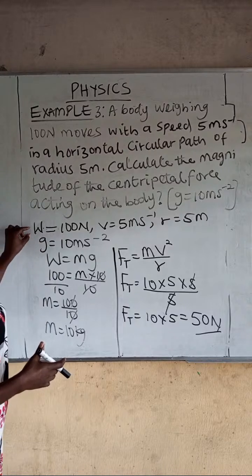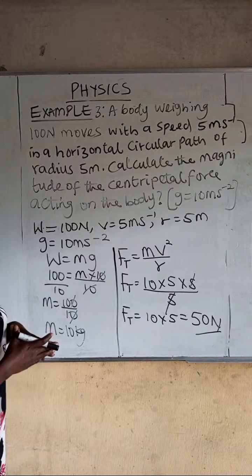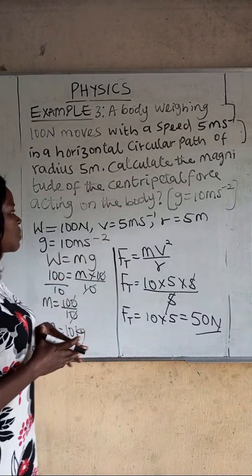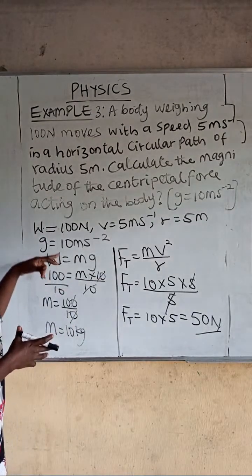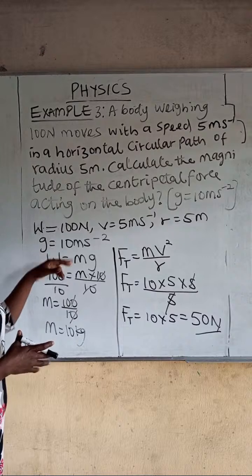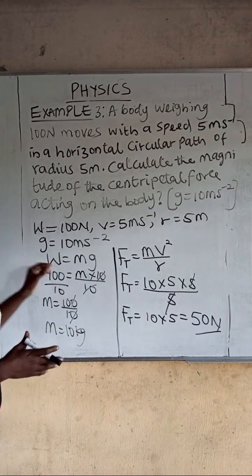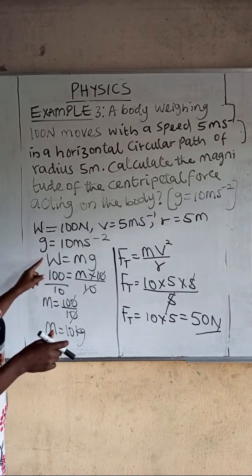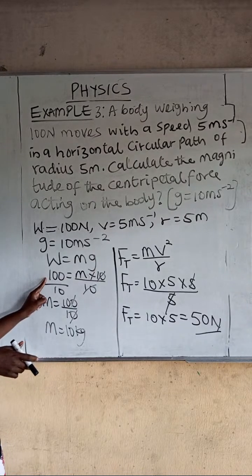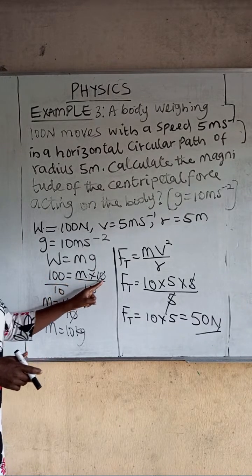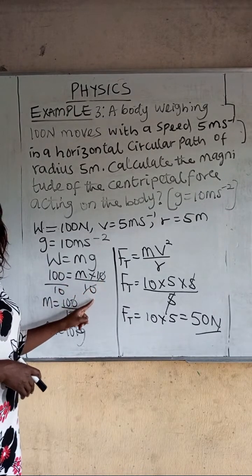So what you are going to do is to say that our W, which is our weight, is equal to 100 Newton, okay? Then my speed is 5 meters per second, and my radius is equally 5. Now what do I do next? I was given acceleration due to gravity g to be 10 meters per second squared, okay? Now, weight, from the friction we did yesterday, weight is equal to mg. So what is my weight? I'm given weight to be 100, which is equal to m times 10 because I'm looking for the mass. So I divide both sides by the coefficient of m, which is 10.